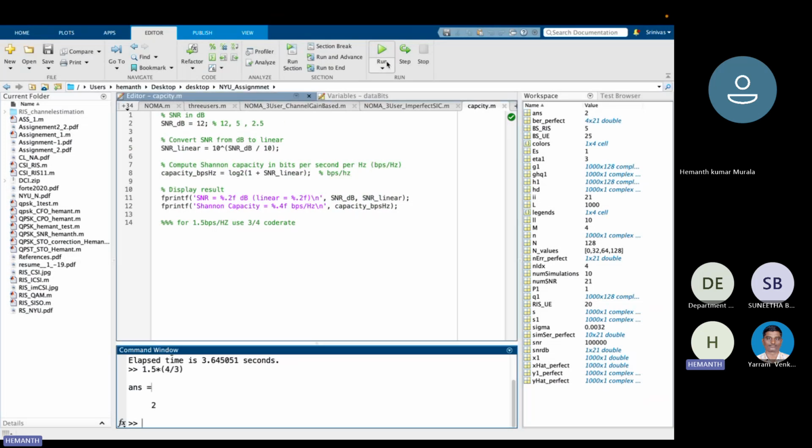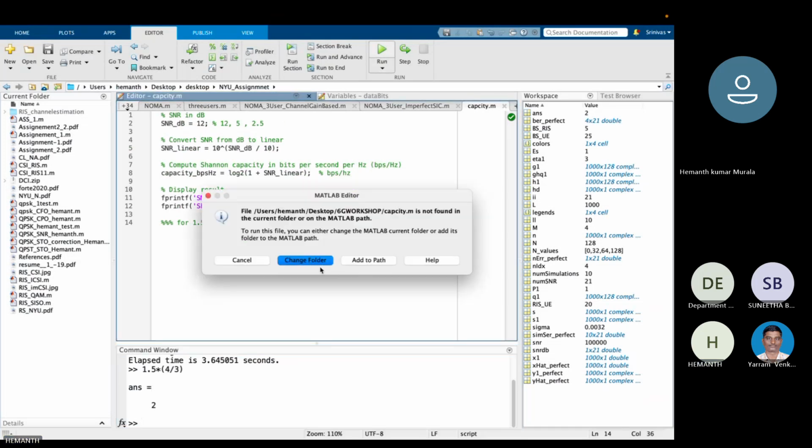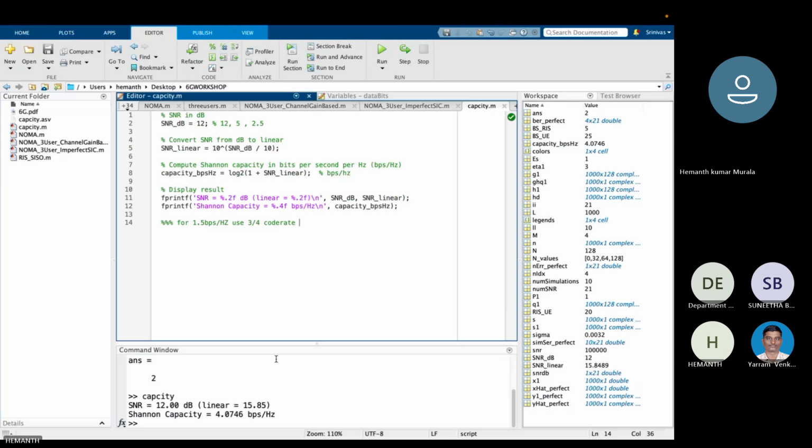So I just run it. How much capacity do you get? Around 4 bits per hertz. Clear? See, here it is 4 bits per second per hertz. Yes, bps per hertz. Got it?